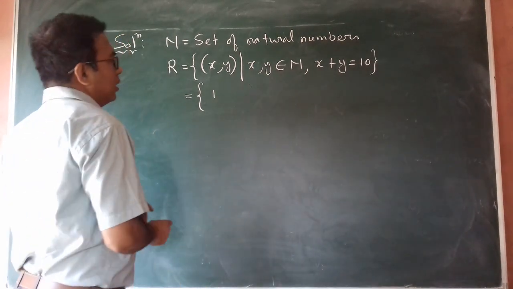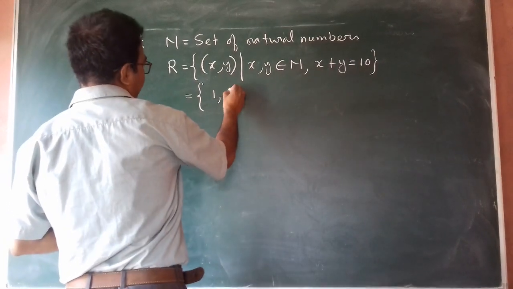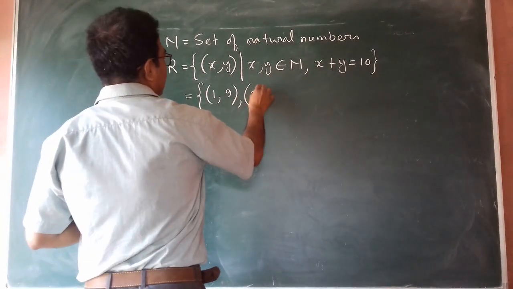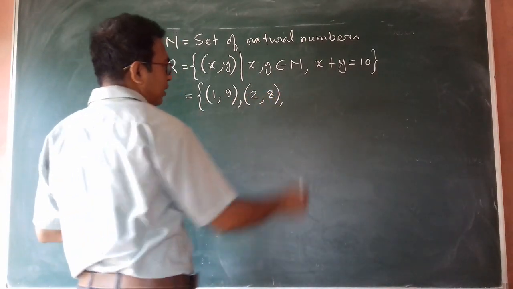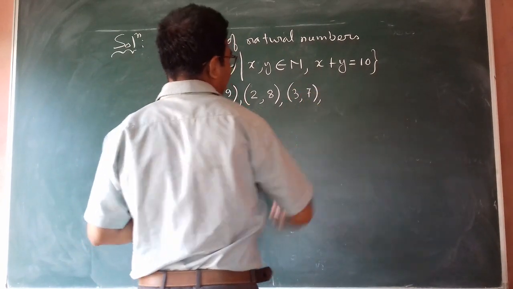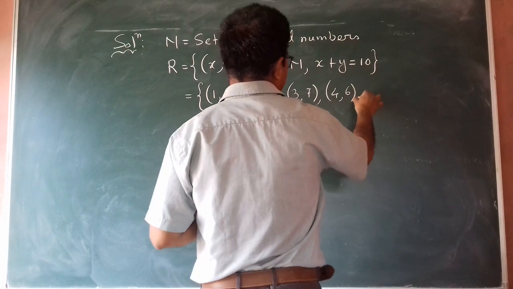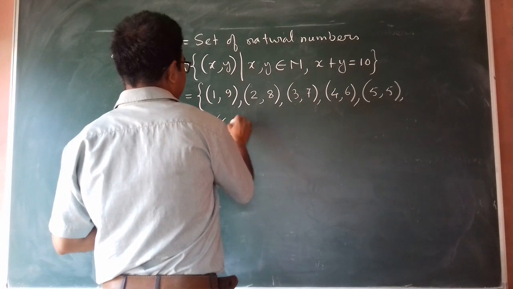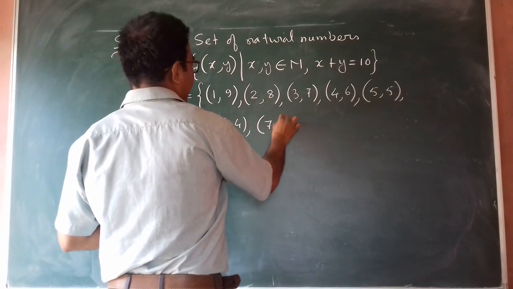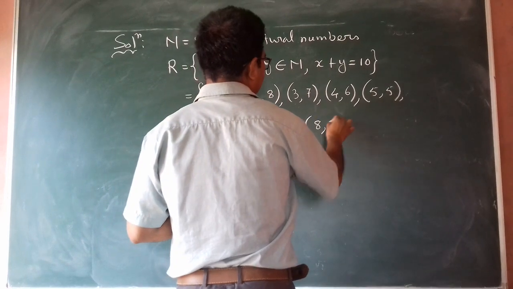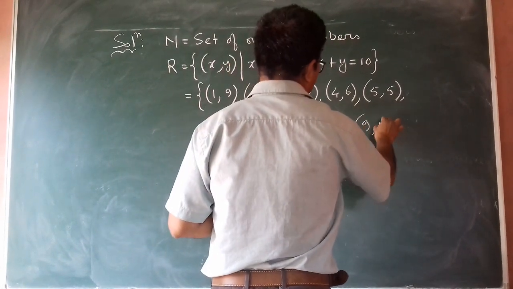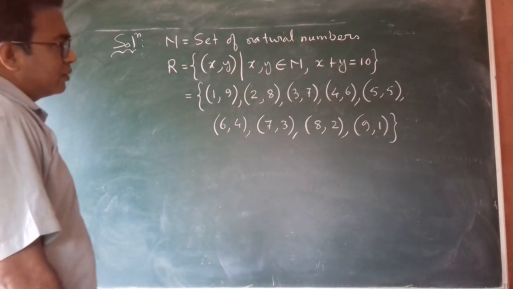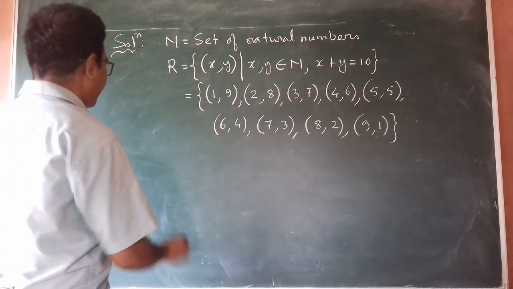If we choose 1 for x, then we must have 9 for y. So (1, 9), that will give us 10. Similarly we have the other pairs: (2, 8), (3, 7), (4, 6), (5, 5), (6, 4), (7, 3), (8, 2) and (9, 1). These are the elements belonging to the set. Now we discuss reflexivity, symmetry and transitivity one by one.